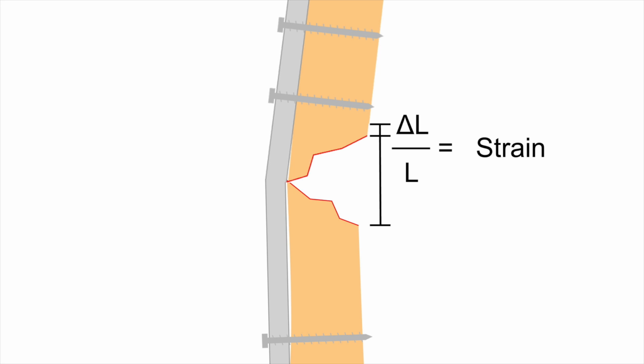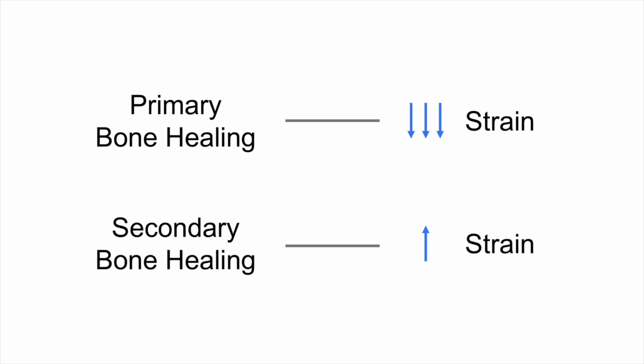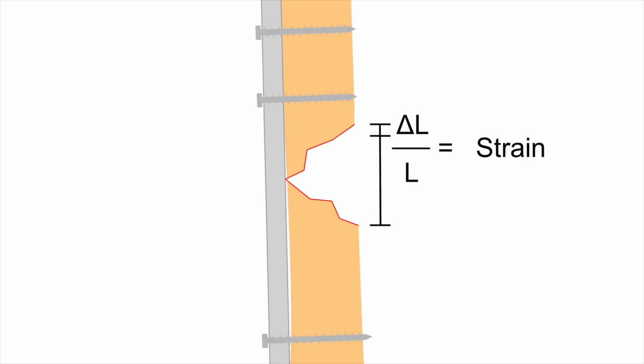And what's the deal with strain? I feel like we've all memorized the formula where you have L as a fracture gap and delta L as a change in the fracture gap, and strain is defined as delta L over L. Well, for primary bone healing, you need very low strain, whereas for secondary bone healing, you can have slightly higher strain. But it's inherently confusing since both the numerator and the denominator can change.